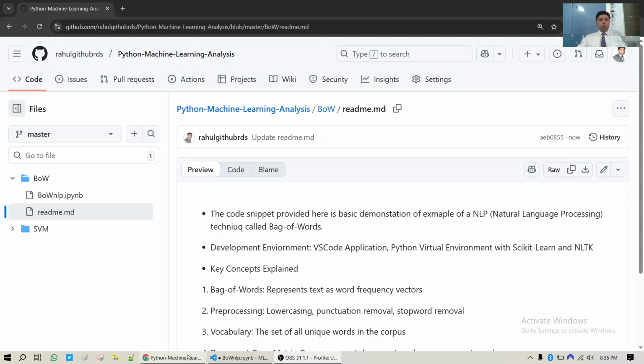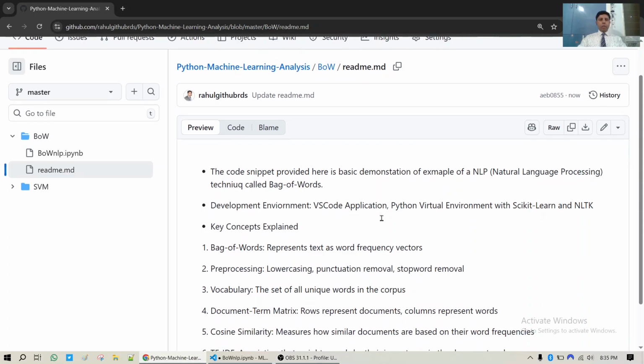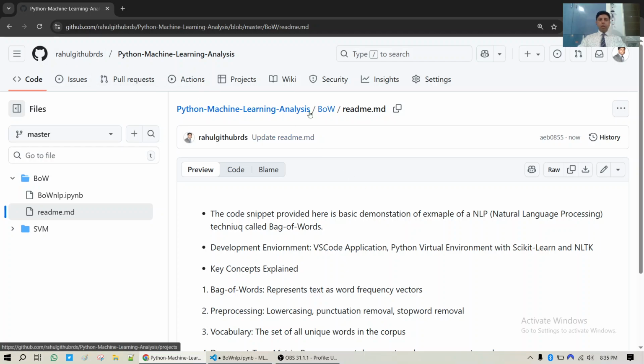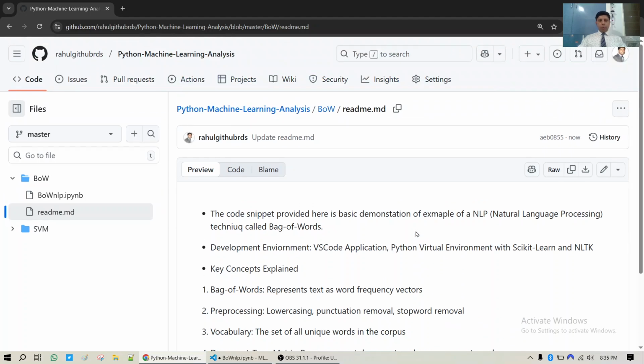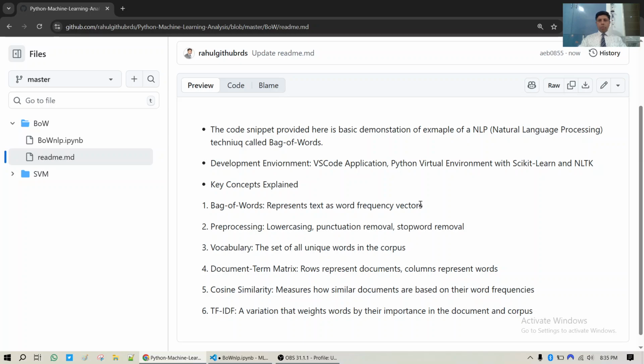Hey friends, so let's see step by step. This is my GitHub repository. You will find all the details here, including the program for the BOW, bag of words concepts. This is a very small example just for understanding at the primary level.